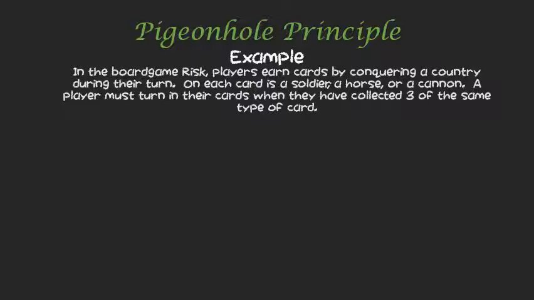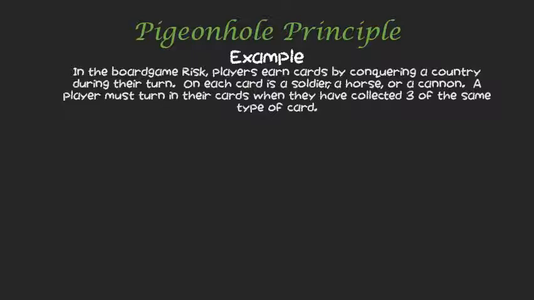Now, if you are able to take someone else's territory on a turn, then you get a card, drawn randomly from a deck. And in the deck, each card either has a picture of a soldier, a horse, or a cannon on it. And the deal is that if you get three cards of the same type, so either three soldiers, three horses, or three cannons, then you can turn those cards in and get some troops for your war effort.